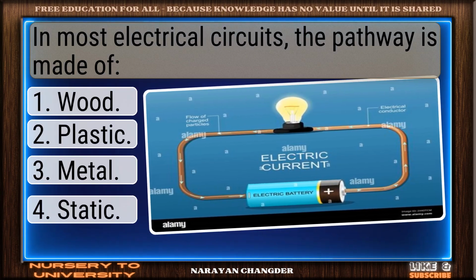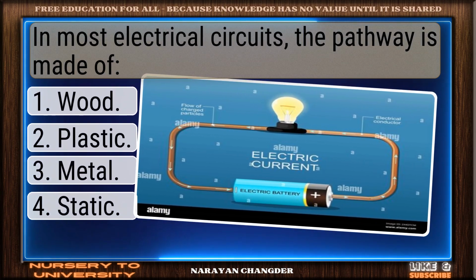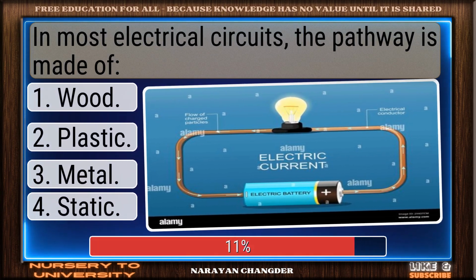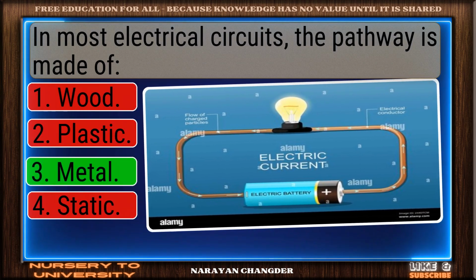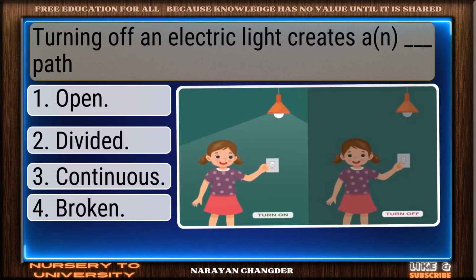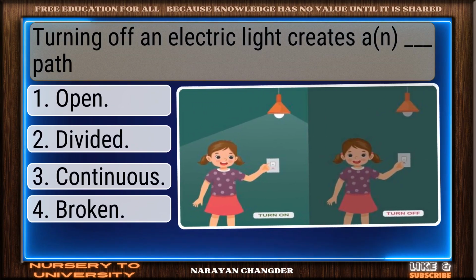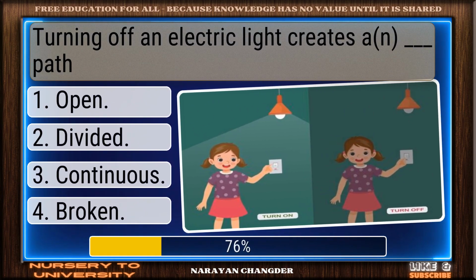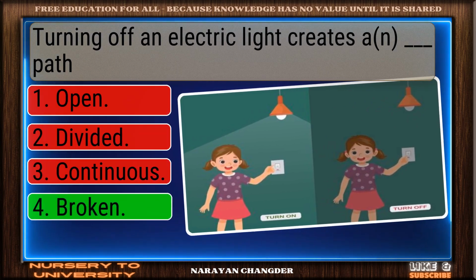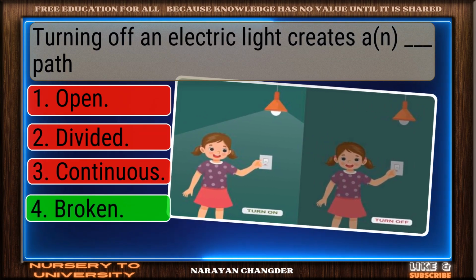Question number 19. In most electrical circuits, the pathway is made of. Smart move. Metal is an accurate answer. Question number 20. Turning off an electric light creates a dash path. Well picked. Broken is the correct answer.